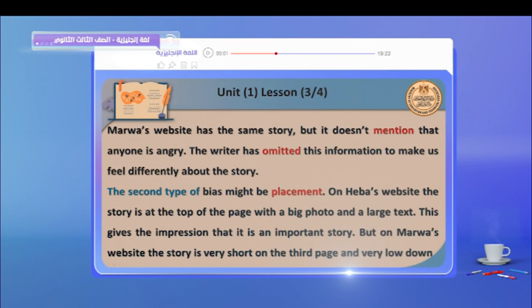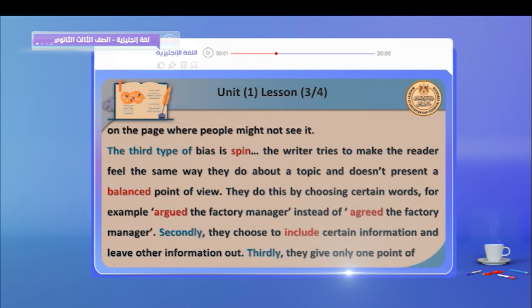The story is very short, on the third page and very low down. It was written in small print on the third page, very low down on the page, where people might not see it. Okay? This gives the impression that this news is not important, right? People are not going to care much about it. So now I made the placement control the importance of the news, and I can control it myself.